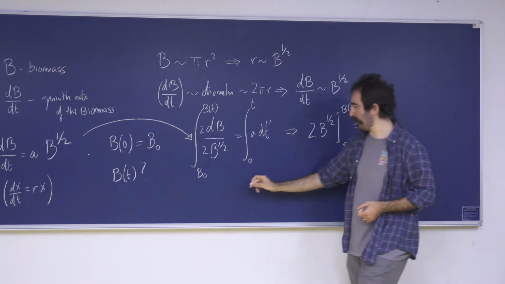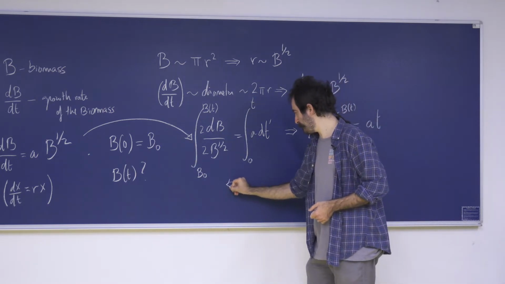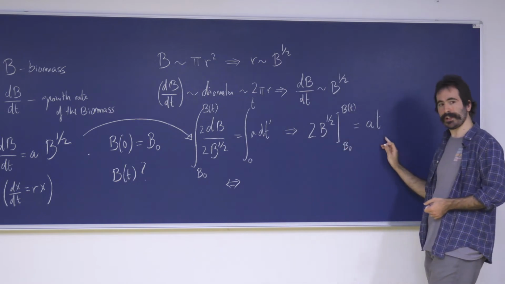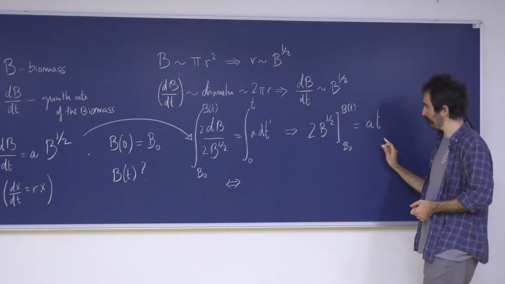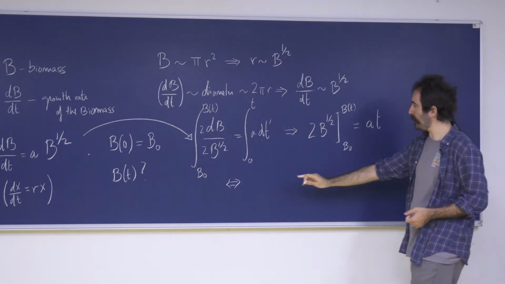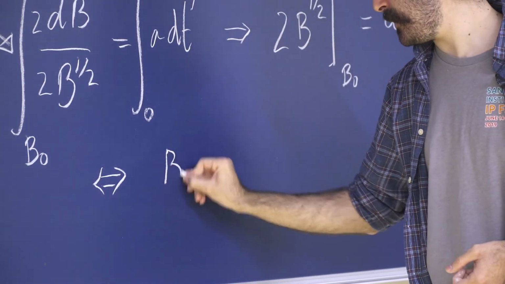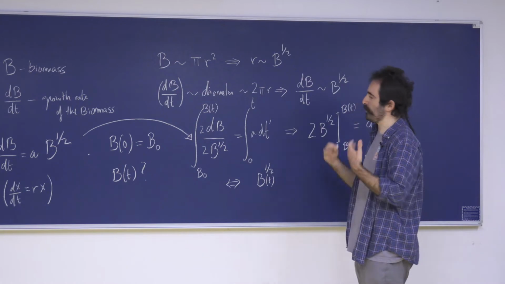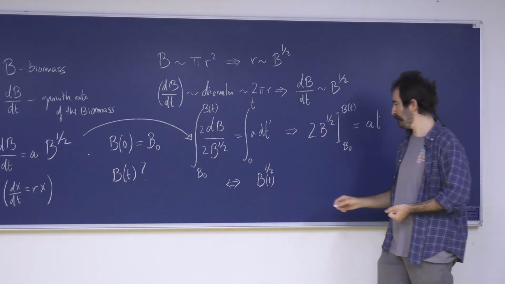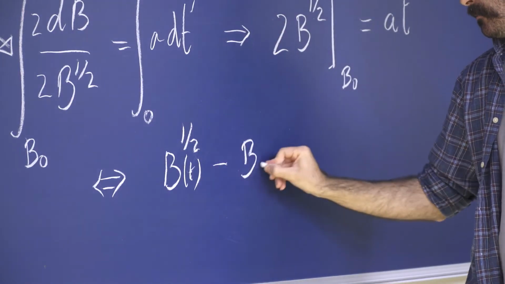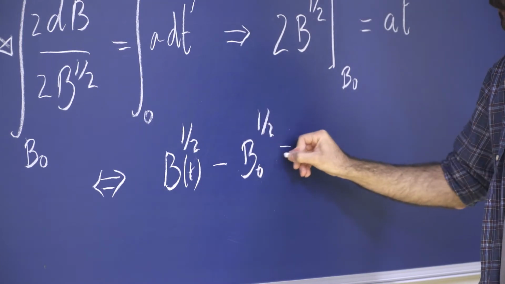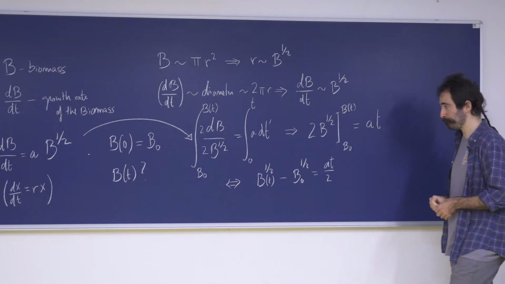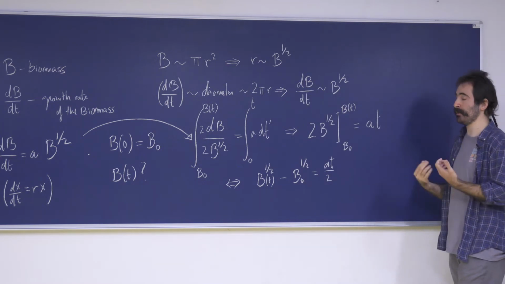If we move down here, I'm going to put this 2 over on the right hand side, okay? And now we're going to have simply b of t to the power of 1/2, or if you want the square root of b of t, minus b naught to the power of 1/2, and that's at halves over here. And the exercise is pretty much done now.